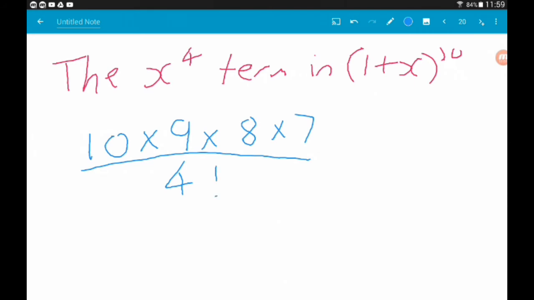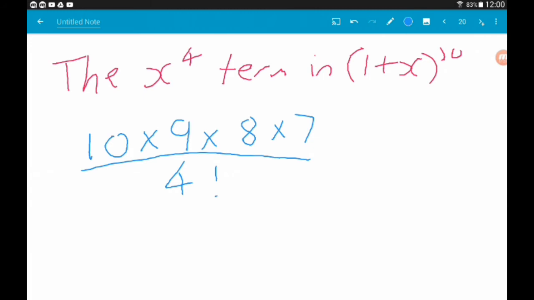Now I'm not writing in my x to the power 4 because we're only interested in the coefficient. So at the moment we can't write the top in factorial form. 10 times 9 times 8 times 7 does not go all the way down to 1, so we can't write it as a factorial. But we've got a fraction, and we know that with fractions, as long as we do the same thing to the top and bottom in terms of multiplication or division, then we are absolutely golden.